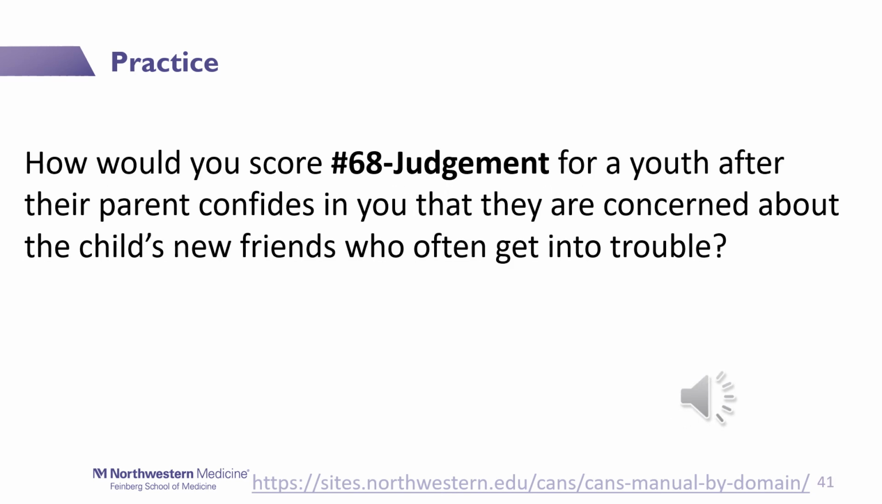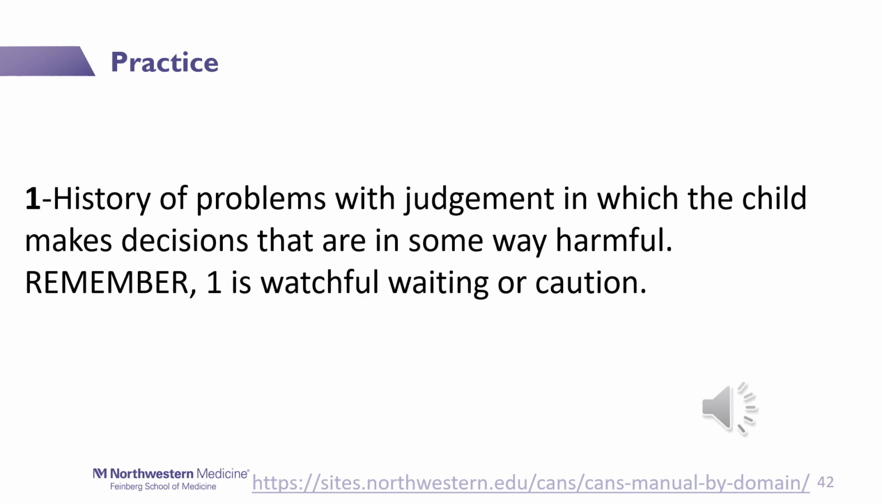How would you score 68, judgment, for a youth after their parent confides in you that they are concerned about the child's new friends who often get into trouble? The preferred score would be a 1, history of problems with judgment in which the child makes decisions that are in some way harmful. Remember, 1 is watchful waiting or caution.